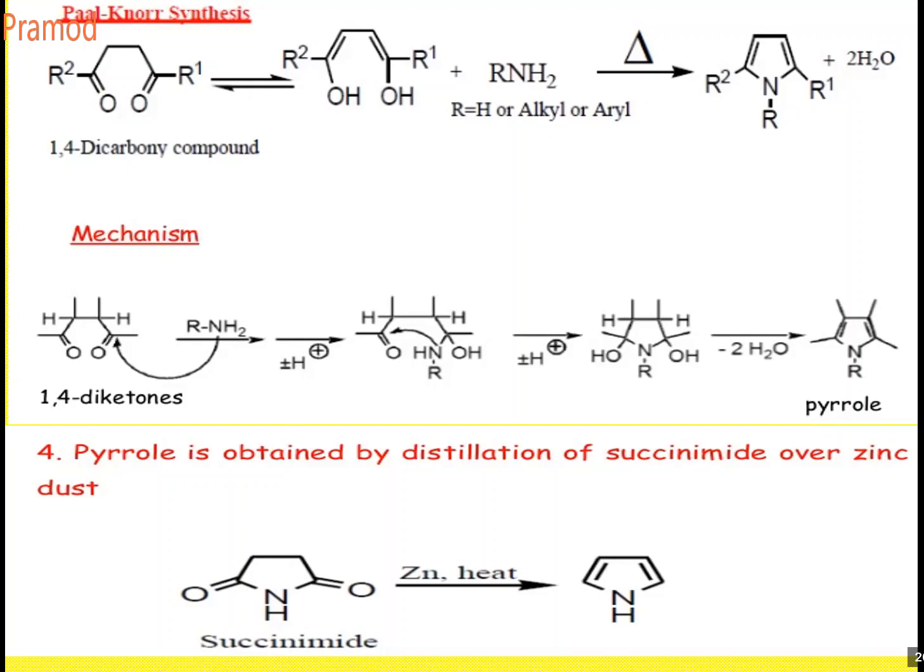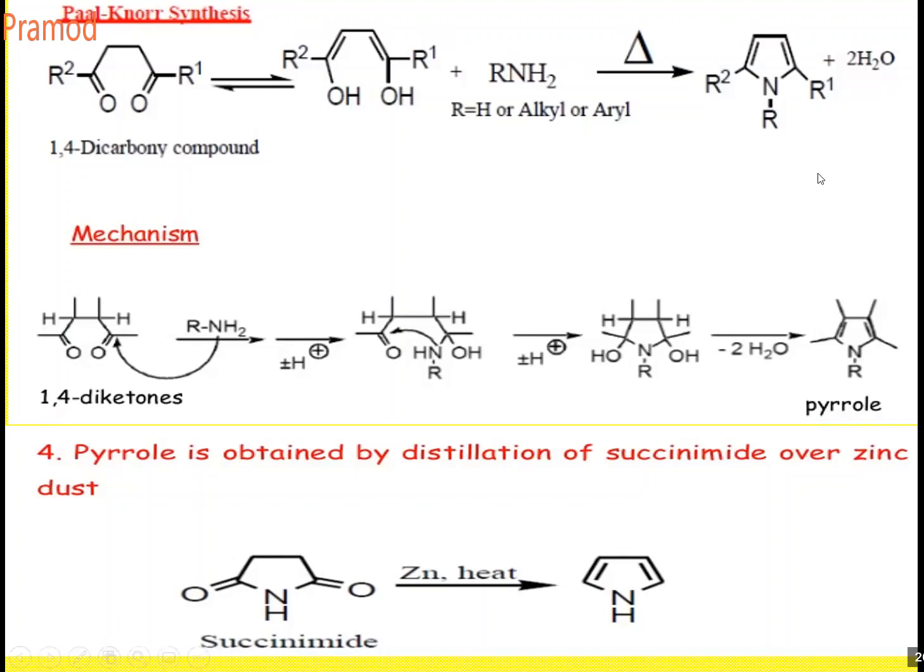Now the fourth method is obtained from succinimide. When succinimide is treated with zinc dust, it undergoes reduction to form your pyrrole. So when you treat succinimide with zinc dust and heat it, you get your pyrrole. This is the fourth method for the synthesis of pyrrole.